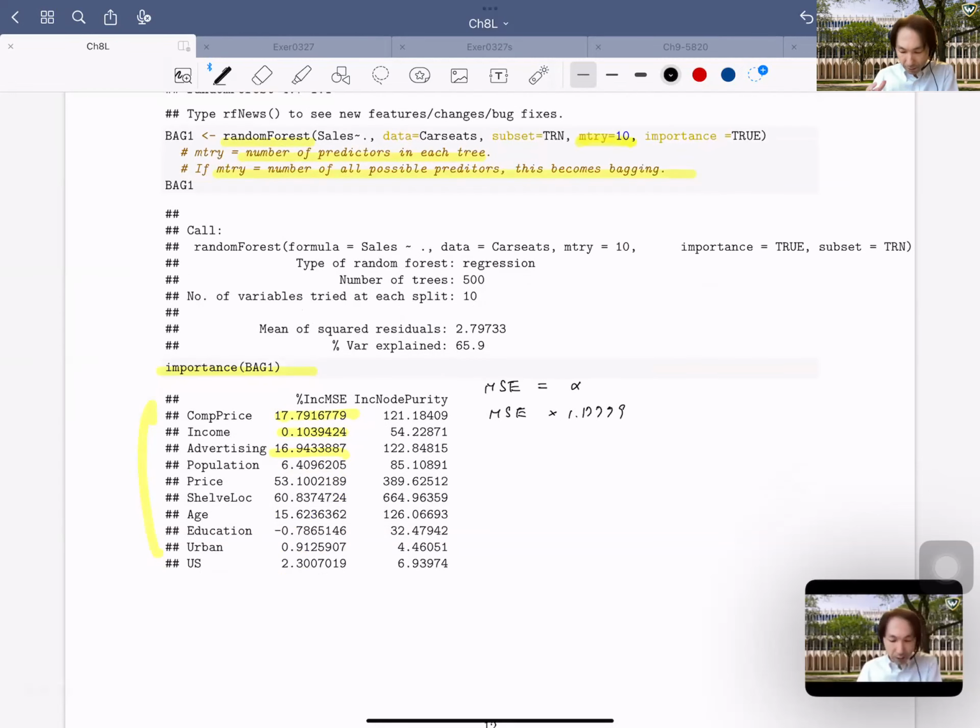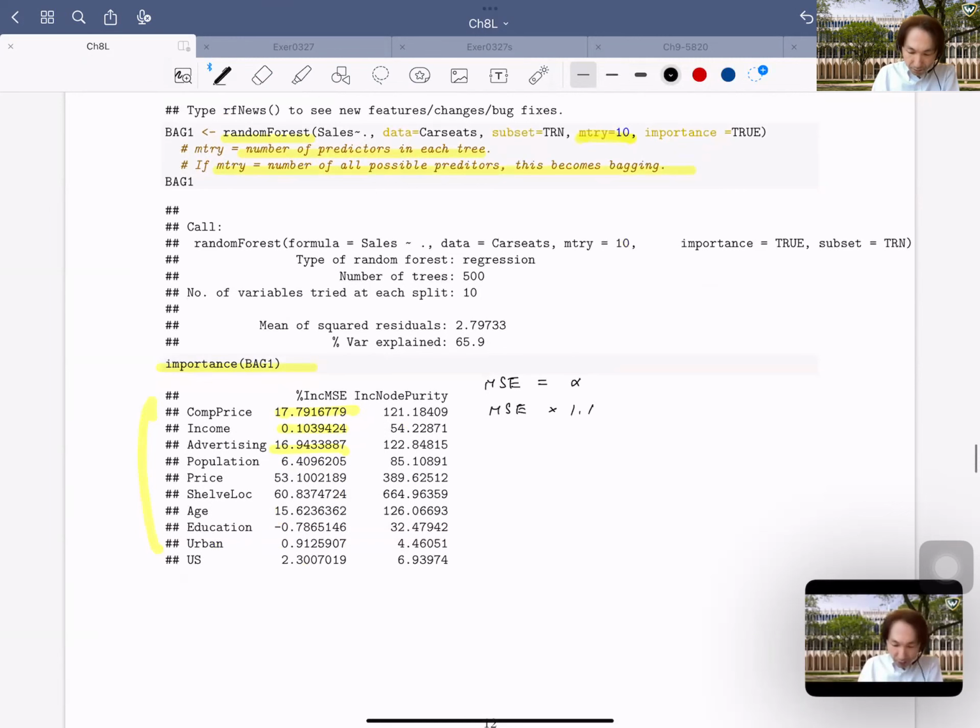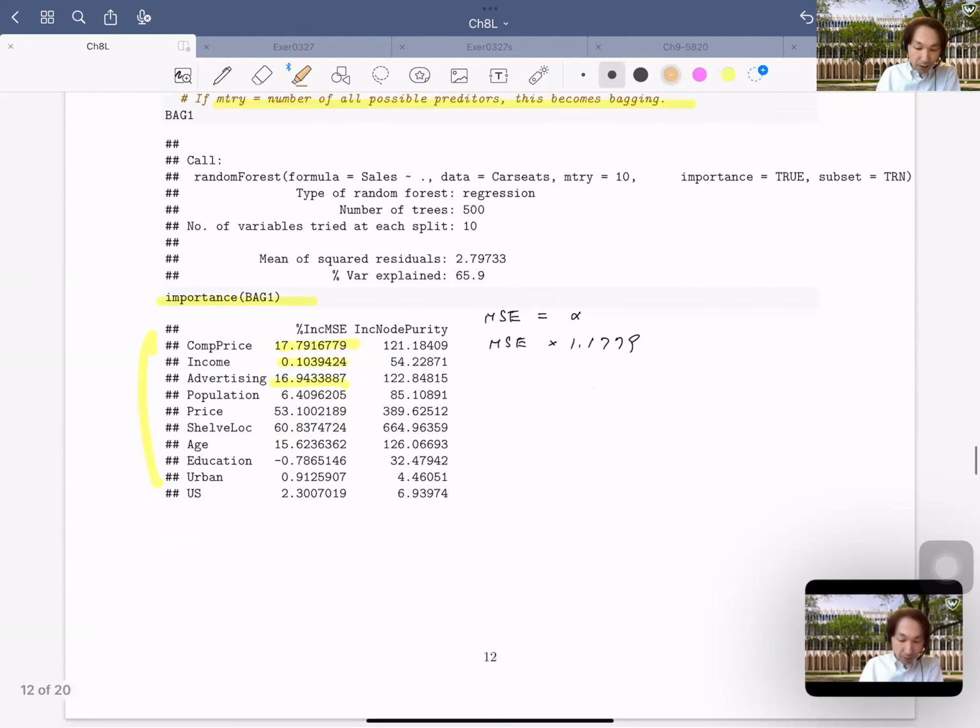So this is a kind of leave-one-out influence. When we drop this variable, the MSE increases by 17.8%. That means this has a somewhat large impact, but for example, the income doesn't have a large impact because it increases only by 0.1%. So probably the significant variables are maybe these ones, and others are probably not very significant.